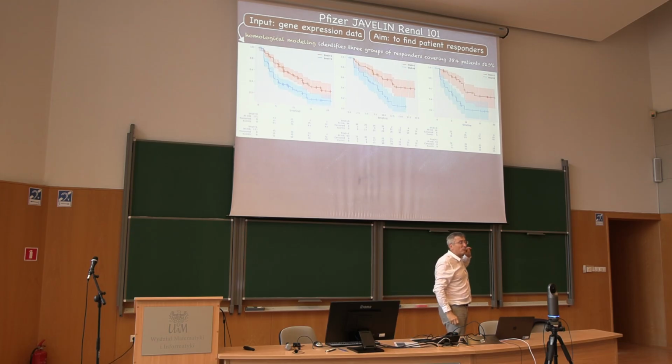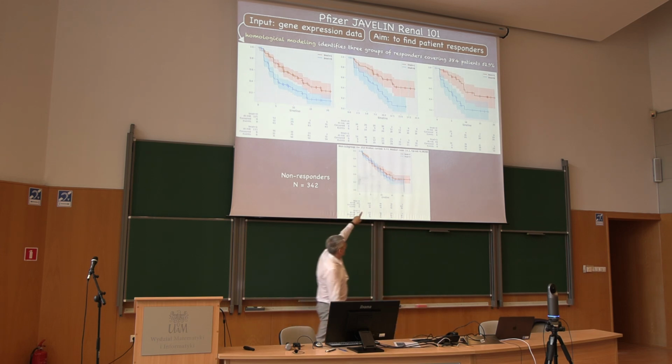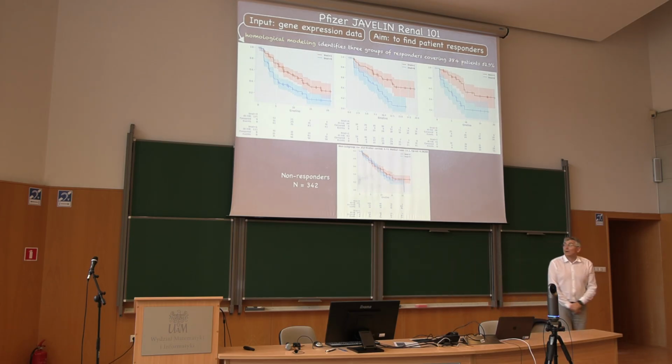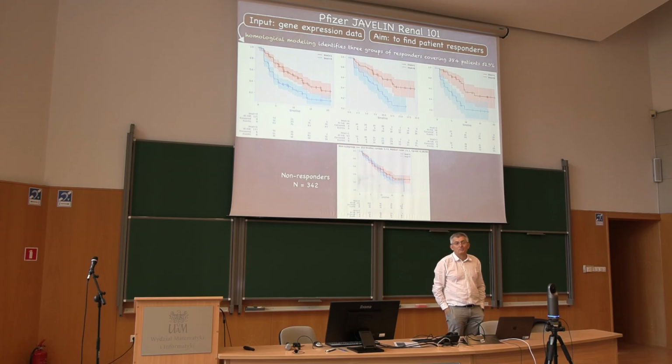But although the Kaplan-Meier was so improved for these three groups, for non-responders, which is another half, the Kaplan-Meier was not. It was similar or even worse. The rest of it, it's unclear. So you can use it maybe to possibly predict whether a patient is responsive.